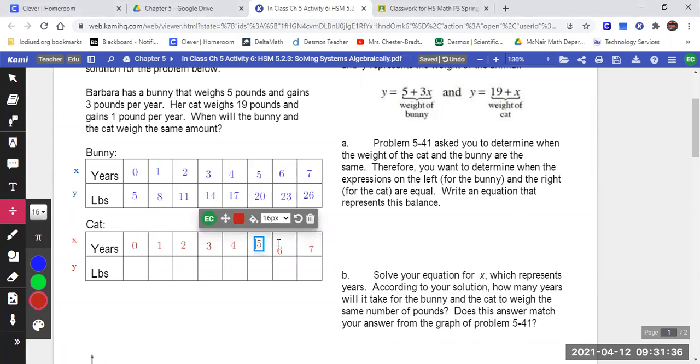Are we almost done with our cat? What did the cat start at? Okay. So you guys should almost be done because you're only going up by one each time.